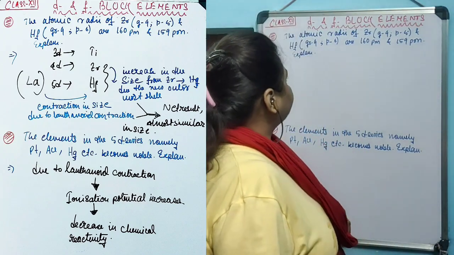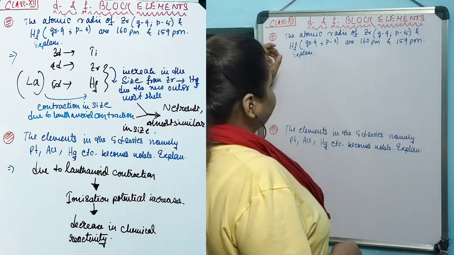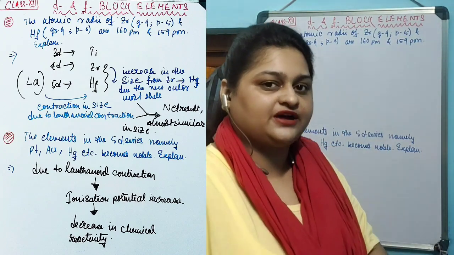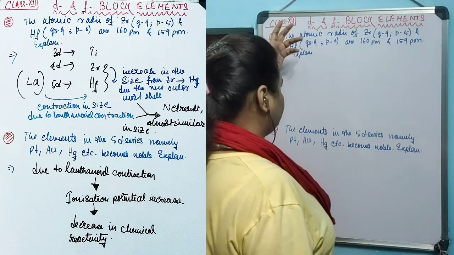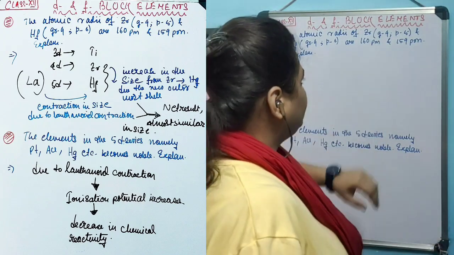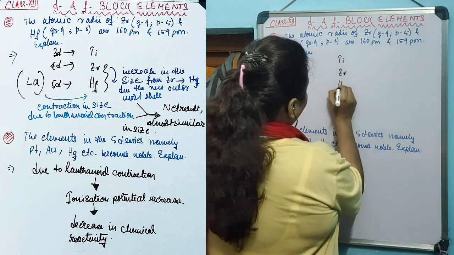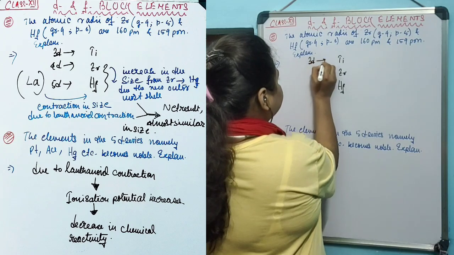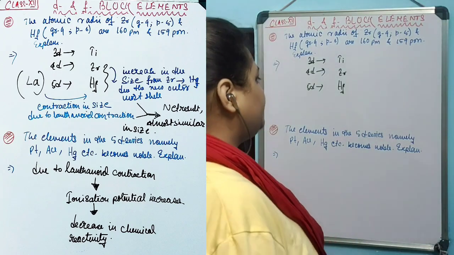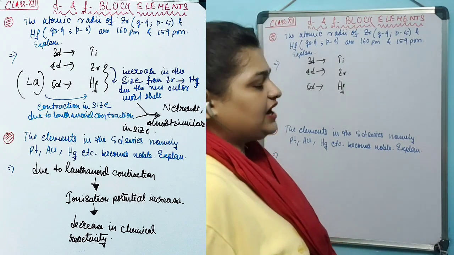The first consequence can be observed for zirconium and hafnium. The atomic radii of zirconium and hafnium are 160 picometer and 159 picometer respectively, so they have almost similar atomic radii. Titanium, zirconium and hafnium belong to the 3d series, 4d series and 5d series respectively. Zirconium and hafnium are in the same group as titanium, and hafnium is right below zirconium.